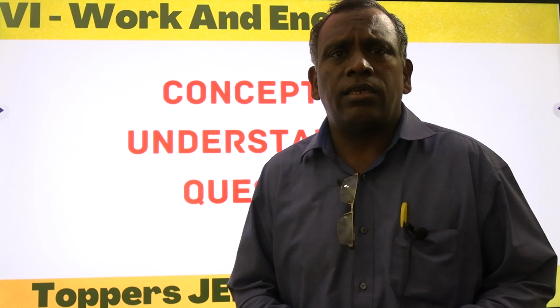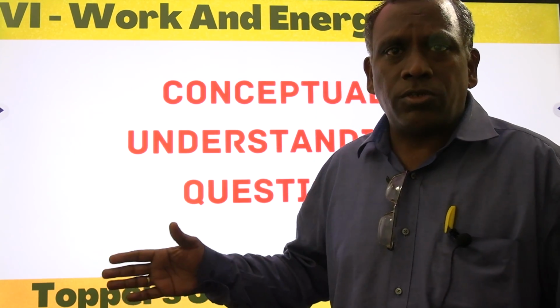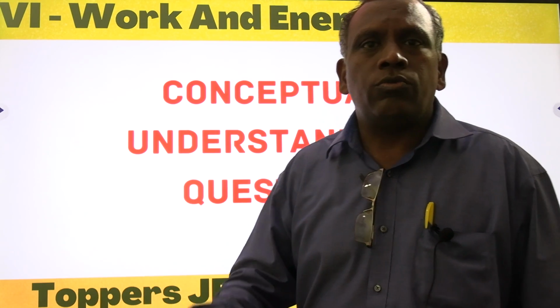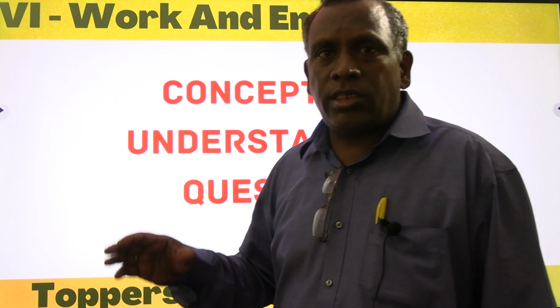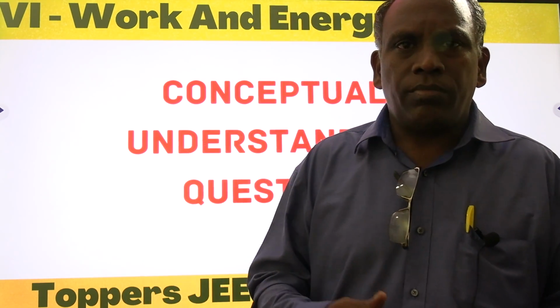Work is nothing but when a force acts on a body and displaces it in the direction of the force. Energy, the capacity to do work, is called energy. Work and energy have similar units. We observe different types of energies in our daily life, like solar energy, wind energy, mechanical energy, and potential energy. So these are the different energies.